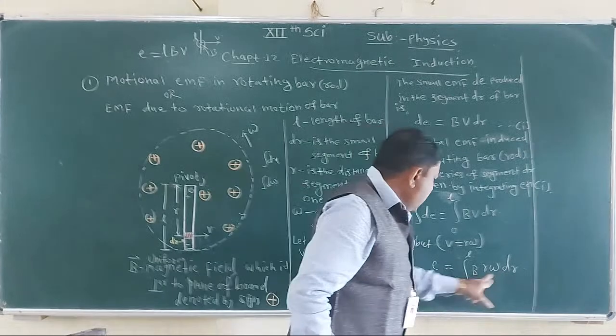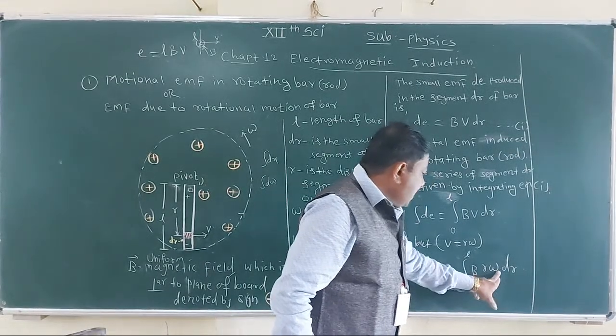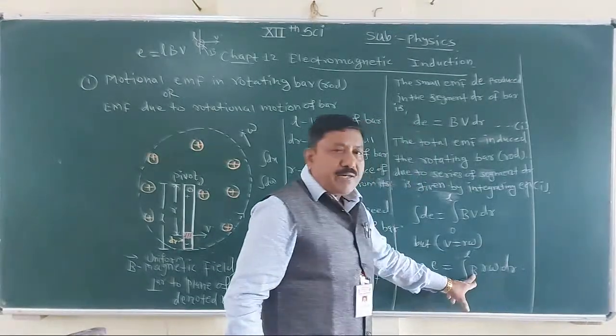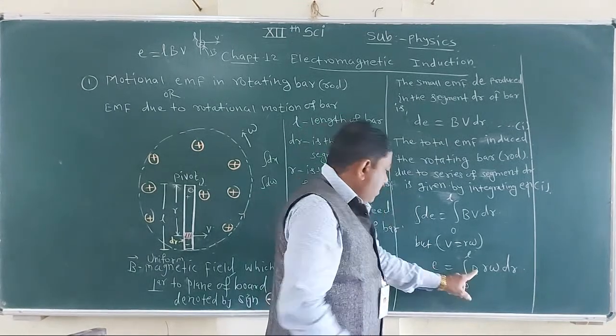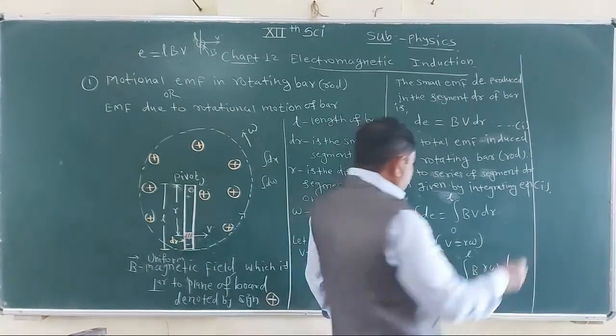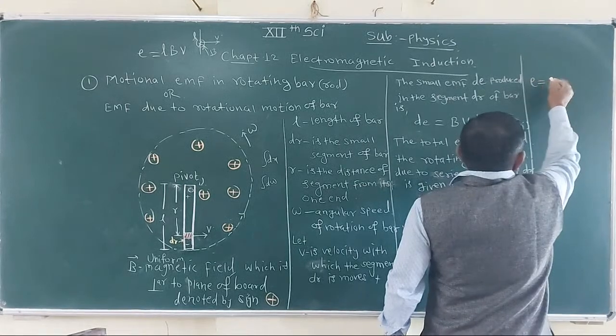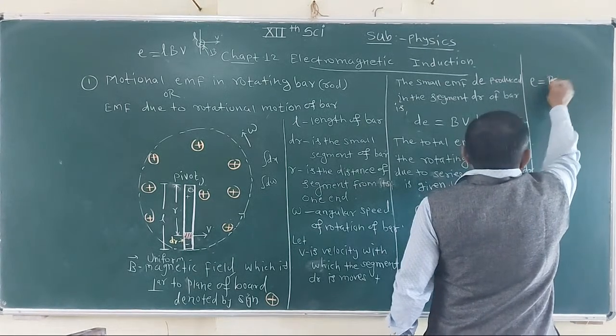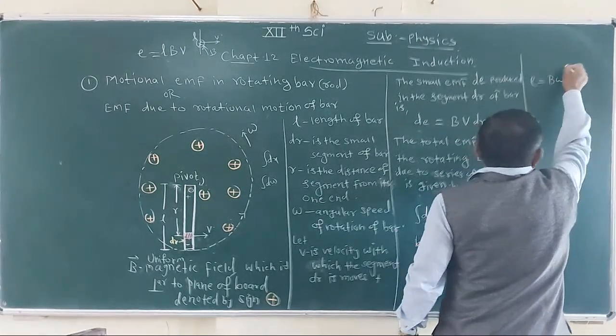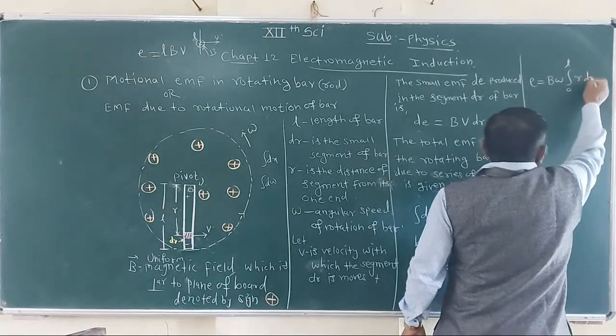आणि मग आता B आणि ओमेगा ही कॉन्स्टंट अँगुलर स्पीड आहे आणि हा मॅग्नेटिक फील्ड सुद्धा कॉन्स्टंट आहे, युनिफॉर्म आहे, म्हणजे दोन्ही बाहेर निघतील आणि मग आपल्याला फॉर्म्युला मिळेल E is equal to B into omega, integration 0 to L R dr.